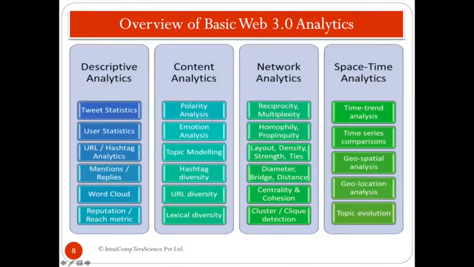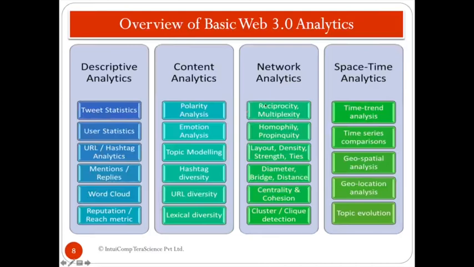First is descriptive analytics, second is content analytics, third network analytics, fourth space-time analytics. So first is tweet statistics, user statistics, URL and hashtag analytics, mention replies, word cloud, reputation research metric, polarity analysis, emotion analysis, topic modeling, hashtag diversity, URL diversity, lexical diversity.